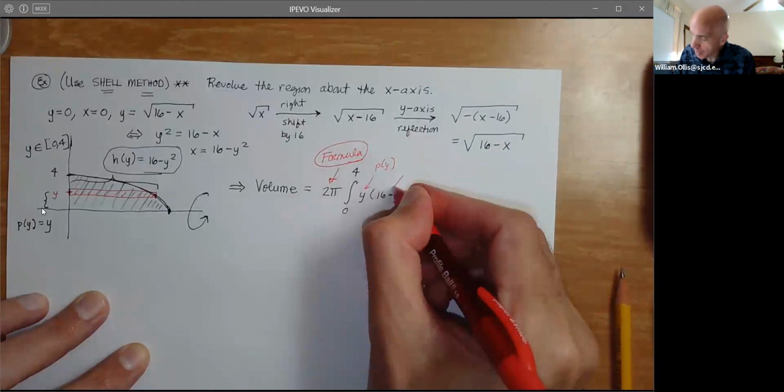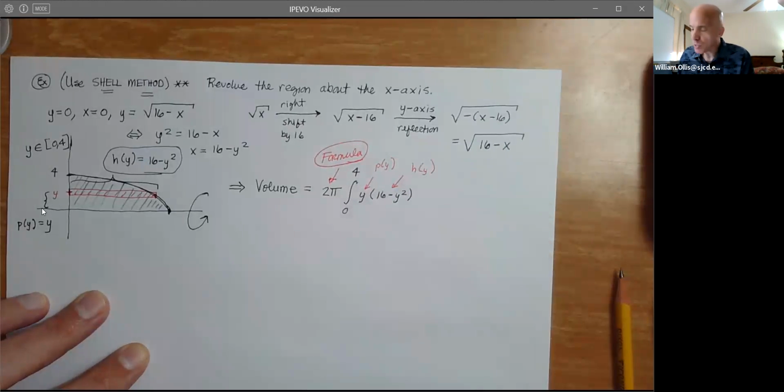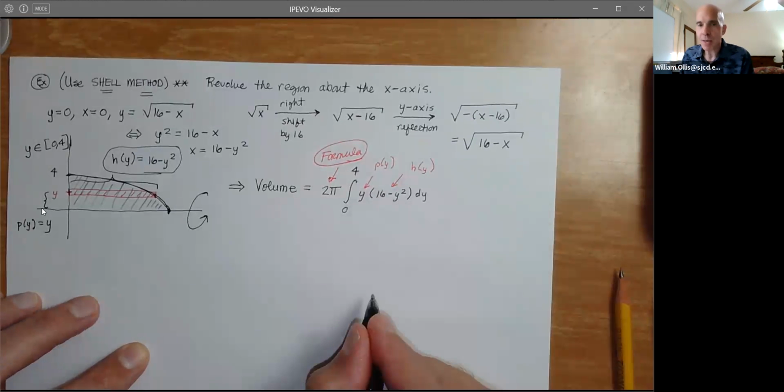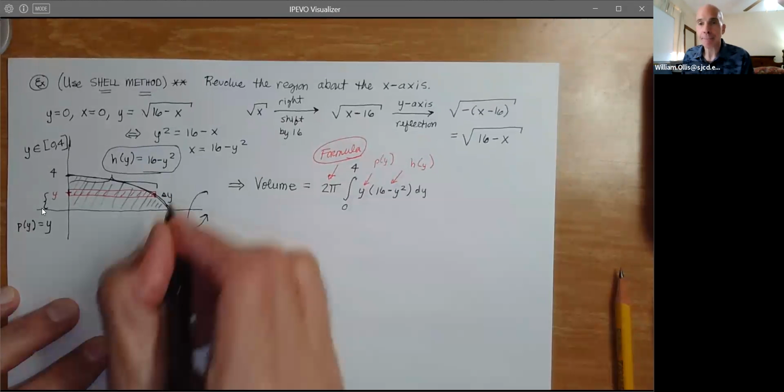So just call this the H of y. So you can see that this method, when it works, gives you a reasonable result, and then of course the width of the strip, dy. So you can put the delta y there if you like.